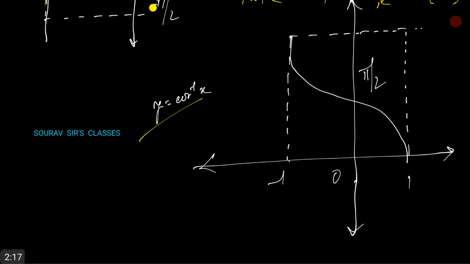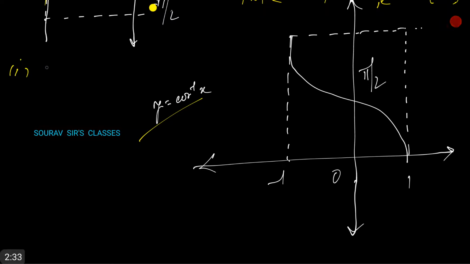Now cos inverse x is an even function, which means that cos inverse x is actually symmetric about the y-axis. You can see it clearly here.